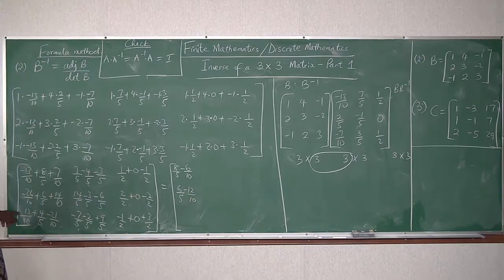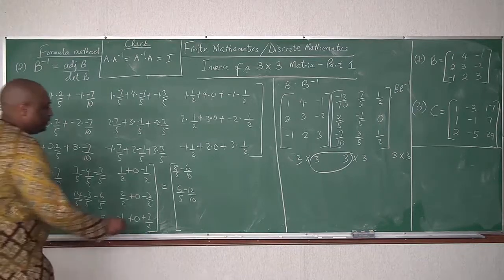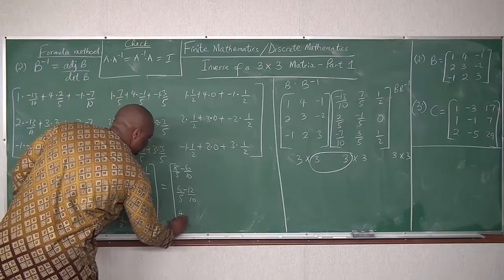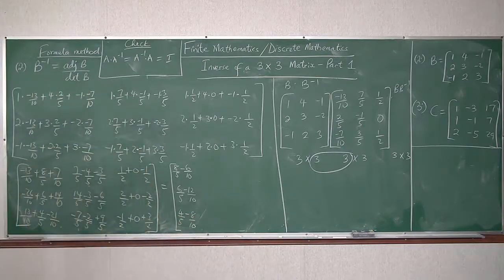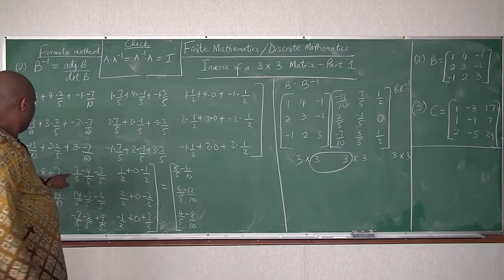6/5 - 12/10. 13 - 21 is what? 8. 4/5 - 8/10. 4/5 - 8/10. Are you with me? Let me see. Okay, here.